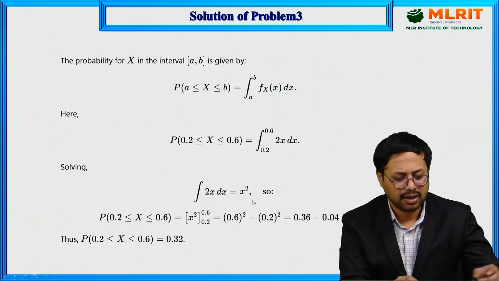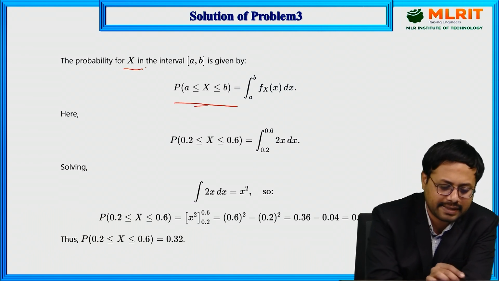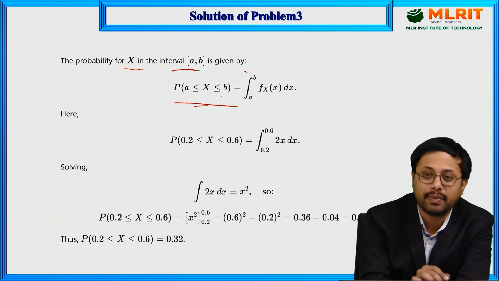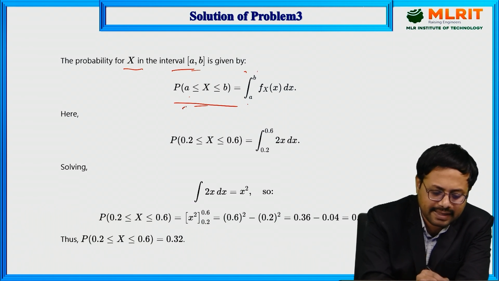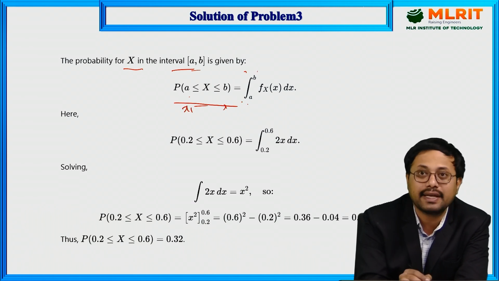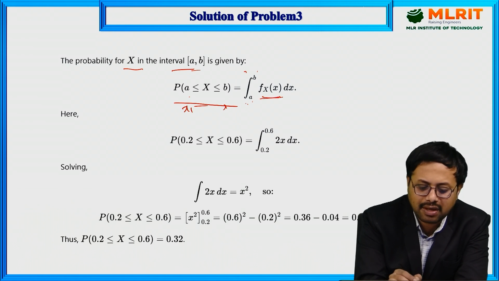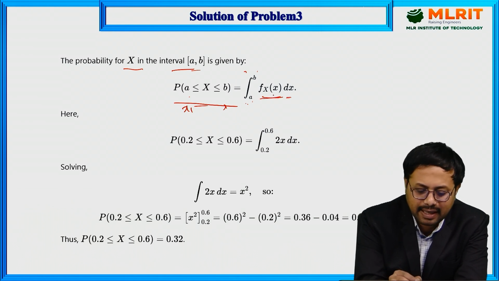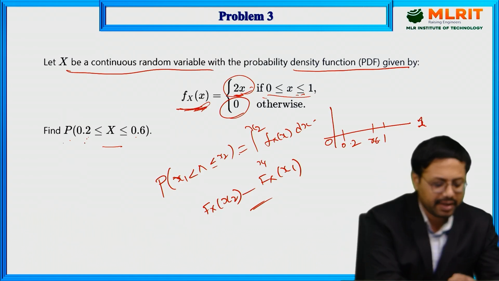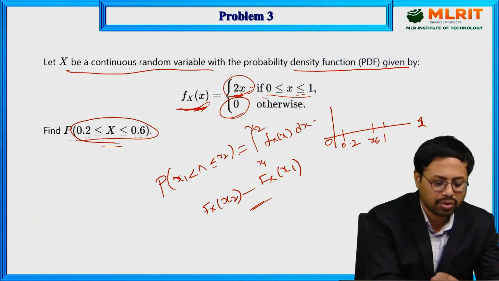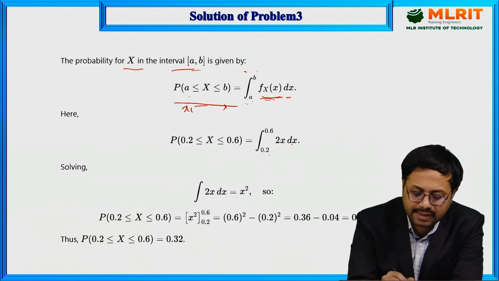Now you can check the relation, the same thing I discussed. The probability for x in the interval a to b is given by the integral over the interval a to b, where you substitute the limits. There I discussed it as x1 and x2; here you consider it as a, b. For the interval, the lower limit is a, the upper limit is b, and small fx of x is the density function, dx. And what is the defined interval? You mentioned that we require only from 0.2 to 0.6, so it is the integral from 0.2 to 0.6 of 2x dx.